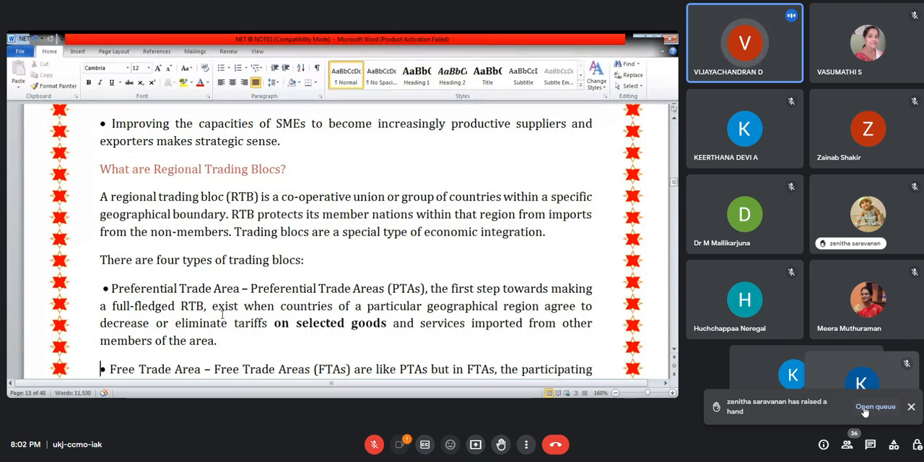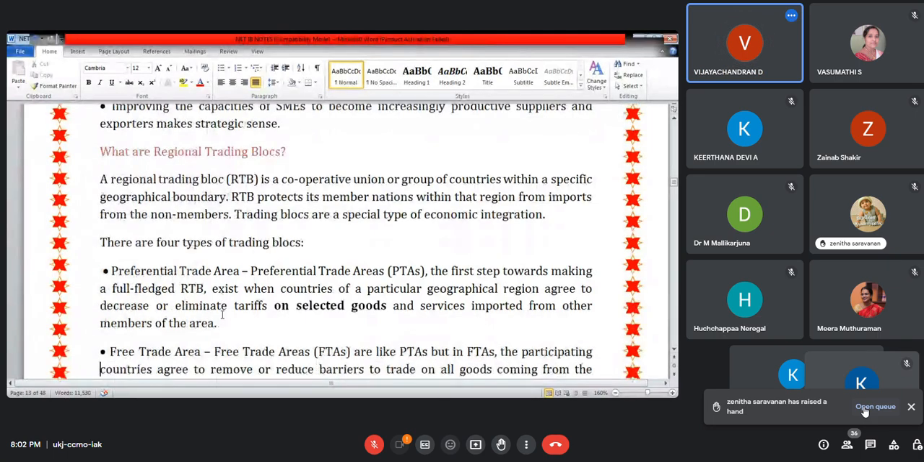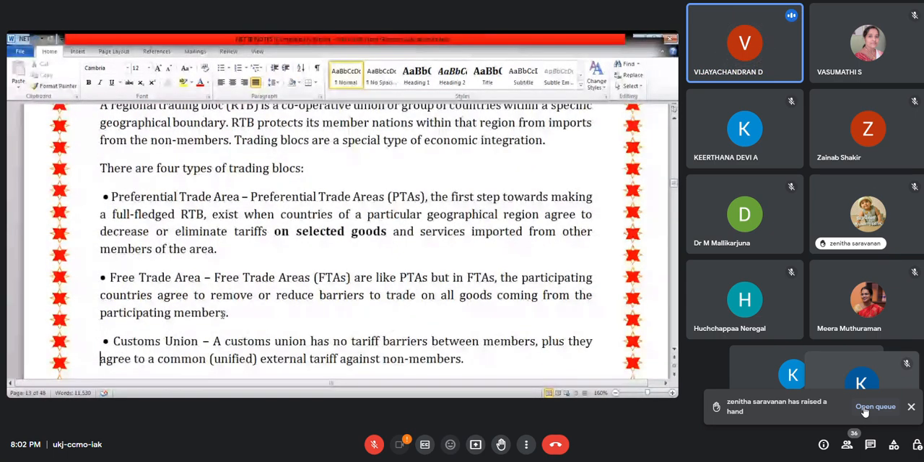So there are different types of trading blocks. Four types I told. Preferential trade area is the first one. What is that preferential trade area? They will agree to trade selected goods and services. As the name suggests, preferential. So they will choose only certain products, certain services that will be imported and exported by the countries without any restriction, without any barrier. So that is known as preferential trade area. I told the example, OPEC.